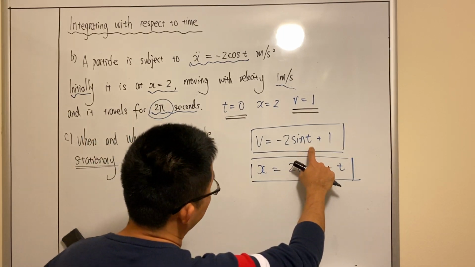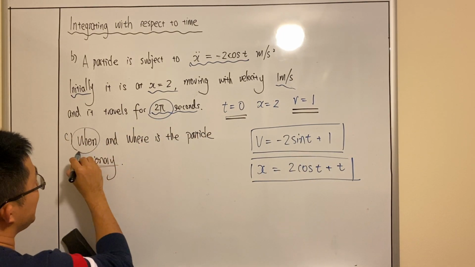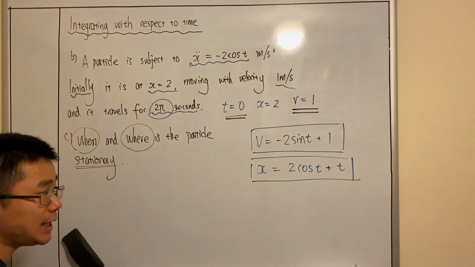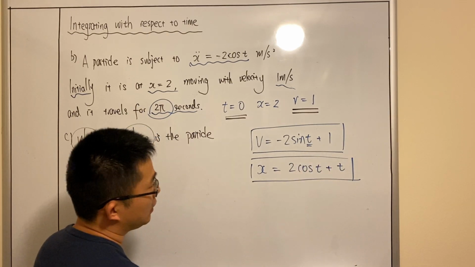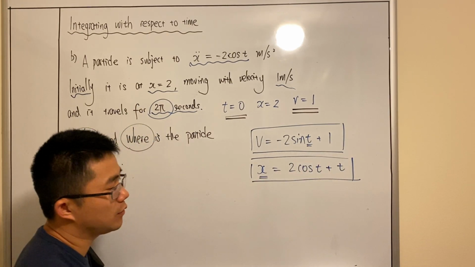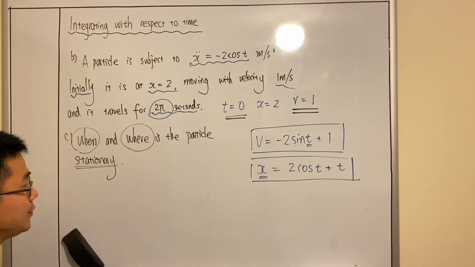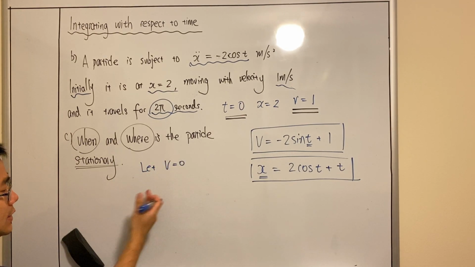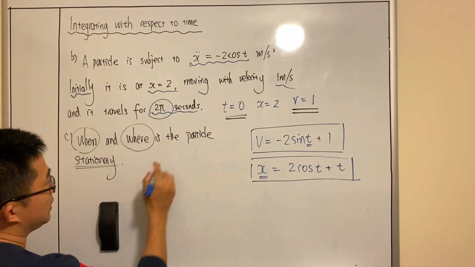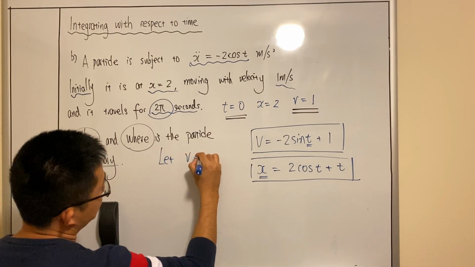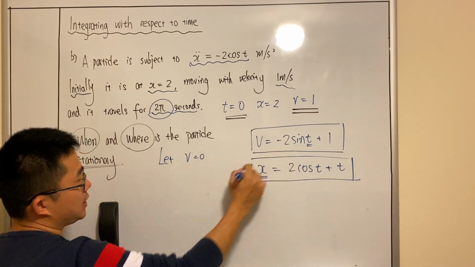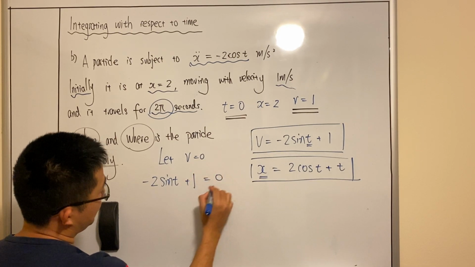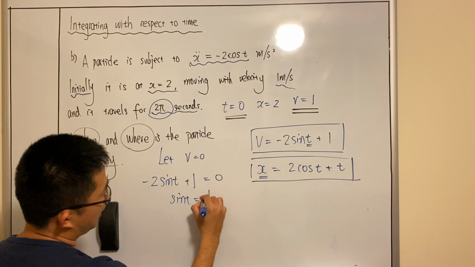So velocity is that. And the question asks you when and where. So what we need to do is work out the time, and then work out where, the location. So we're going to let v equal to 0. Stationary, velocity is equal to 0. So we'll have the velocity function here: -2 sine t plus 1 is equal to 0. Sine t is equal to half.